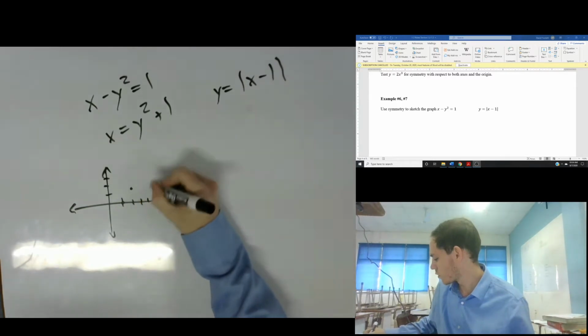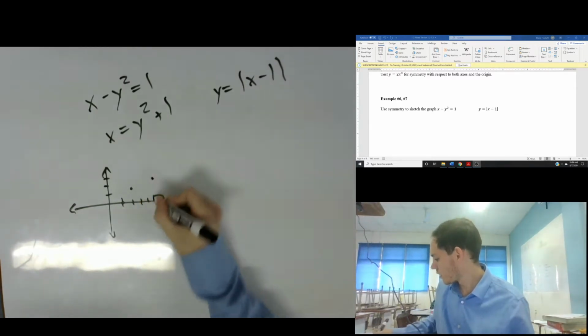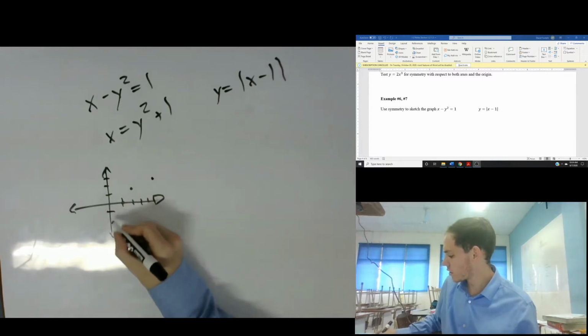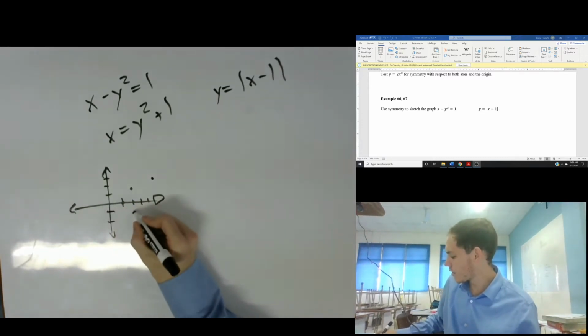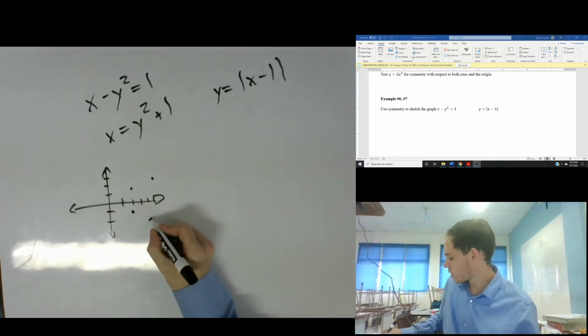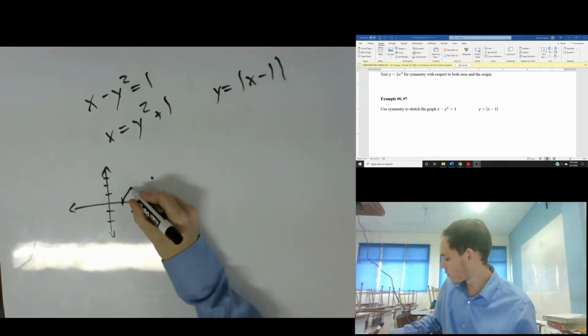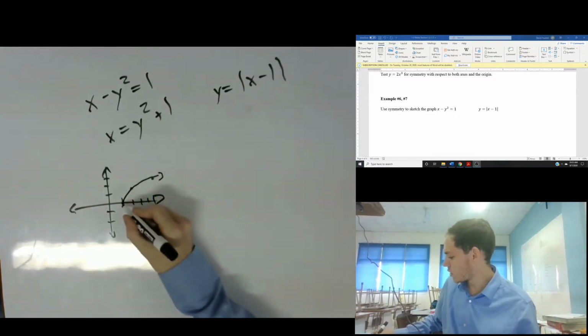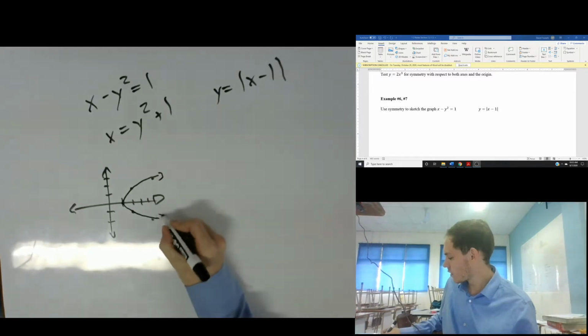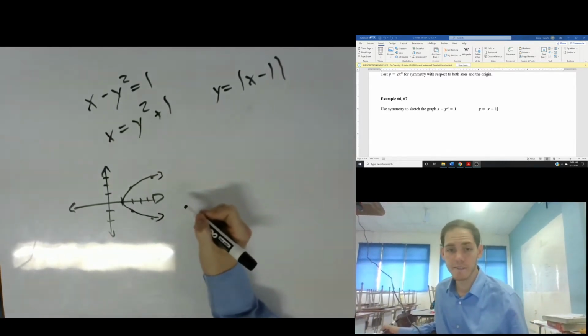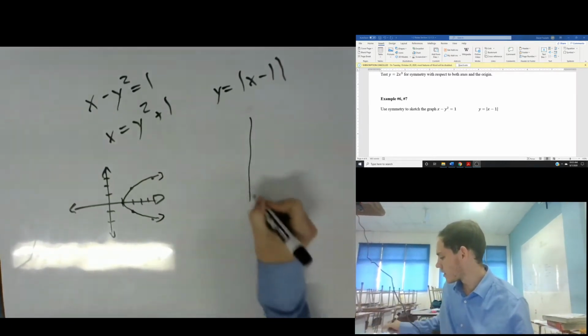one, two, 3, 4. So you do it over here, and then flipping it, you're going to get something like this. So once you have symmetry, it's going to be easy to plot it. Okay. The same thing with this.